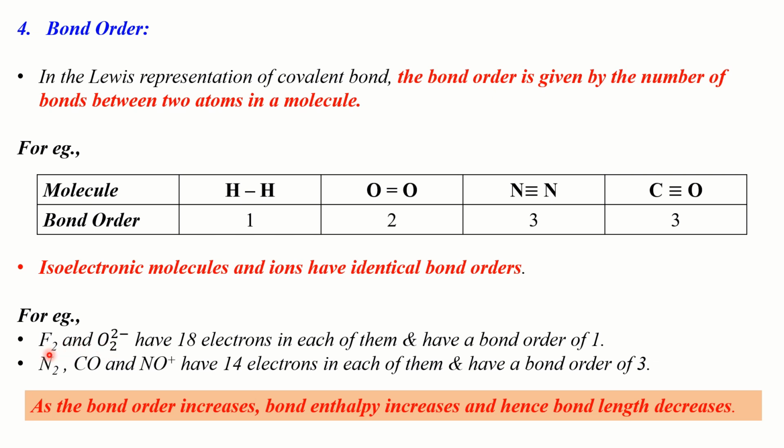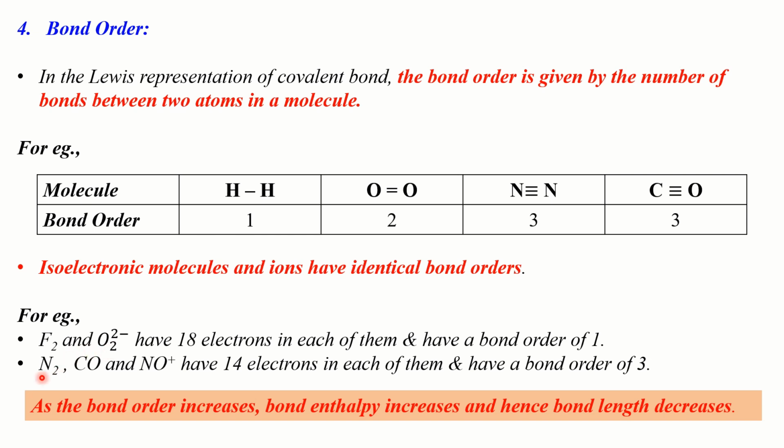Now, how do you know that? You must calculate the total number of valence electrons in fluorine and the total number of valence electrons in peroxide ion. When you do that, you will find that there are 18 valence electrons each in fluorine molecule and peroxide ion. And we know the Lewis structure of fluorine molecule, right? From the Lewis structure of fluorine molecule, we know that the number of bonds between the 2 fluorine atoms of fluorine molecule is 1. So the bond order of fluorine molecule is 1. Now since O2 2- ion is isoelectronic with fluorine molecule, it also has the bond order 1.